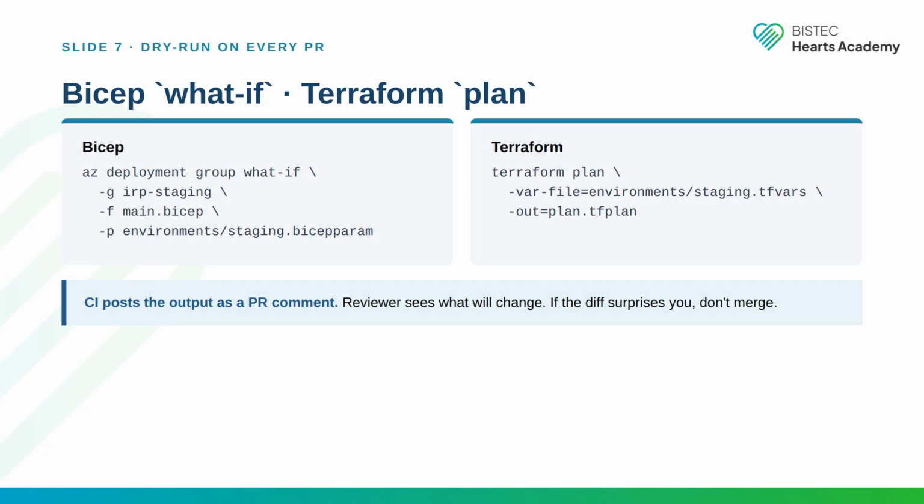For Bicep, az deployment group what-if with the resource group, the main file, the parameter file. For Terraform, plan with the variables file, output to a plan file. Either way, continuous integration posts the output as a pull request comment. The reviewer sees what will change. If the diff surprises you, don't merge.